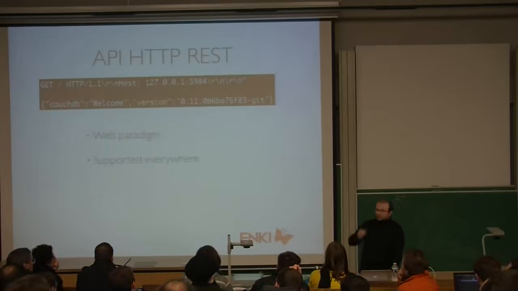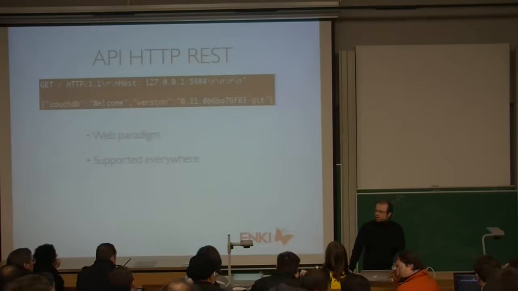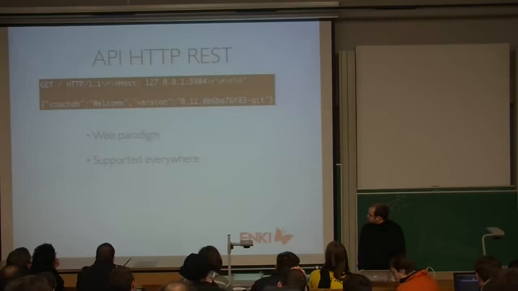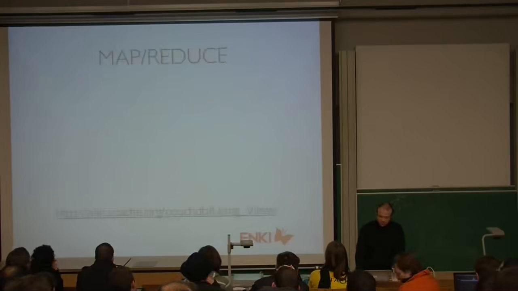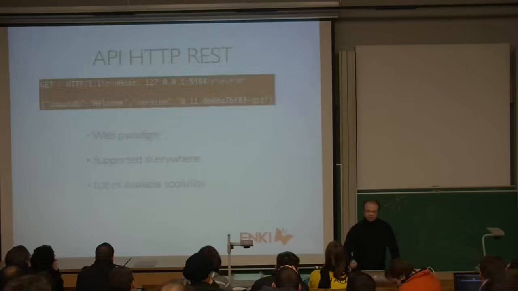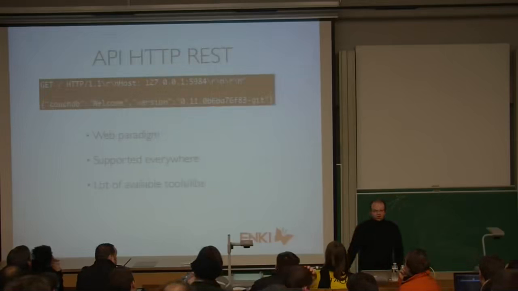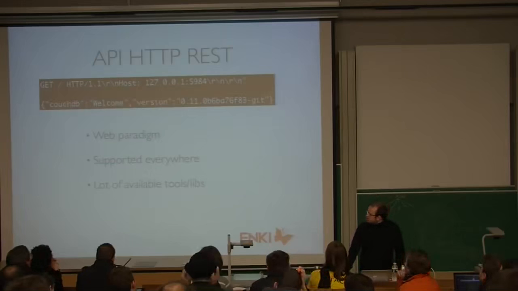What does it mean? HTTP is supported everywhere. If you develop in Java, in Python, in Ruby, whatever, each language has its own HTTP client. So there are a lot of tools and libraries. When you store a document with CouchDB, you do it via HTTP. In HTTP, you have four verbs: get, put, post, and delete. Each of these verbs is used to save documents, create databases, or do different actions in CouchDB.